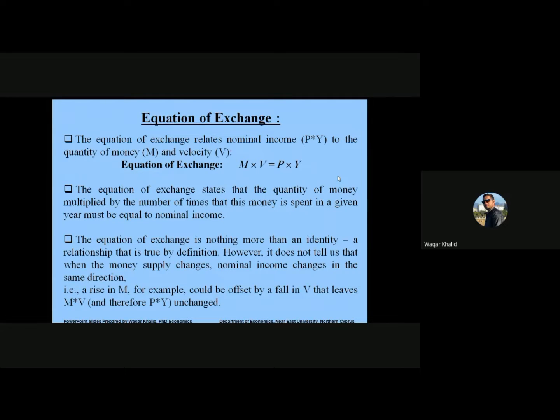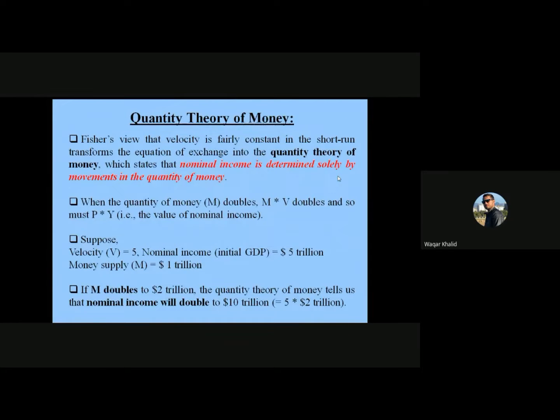Suppose V remains constant, if we keep the velocity of money constant in this equation or in this identity, so M is the only factor which will affect the value of P and Y. Or we can say that the money supply is the only factor which determines the value of national income, which is known as PY. If Y is constant in the short run, we can say that nominal income is determined solely by movements in the quantity of money. It means if the quantity of money changes, the value of nominal income will also change because V doesn't play any role as it is constant.